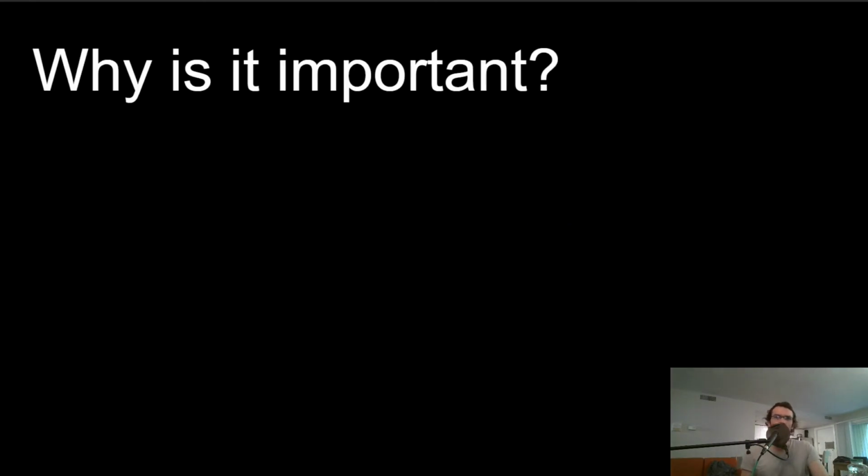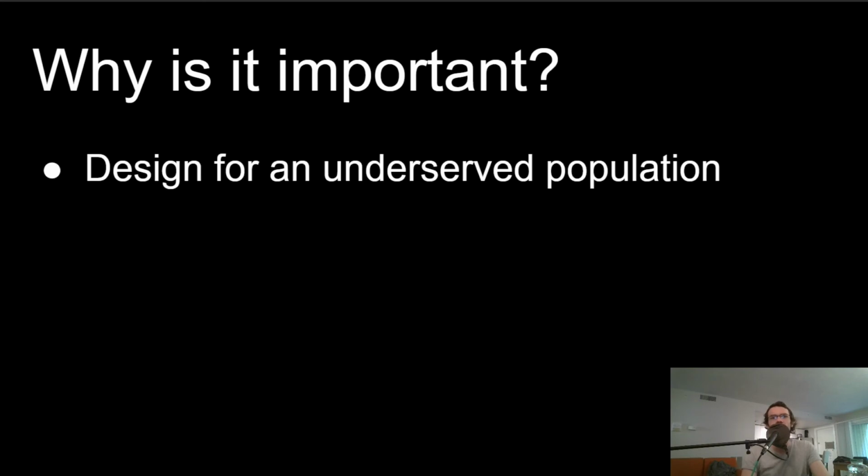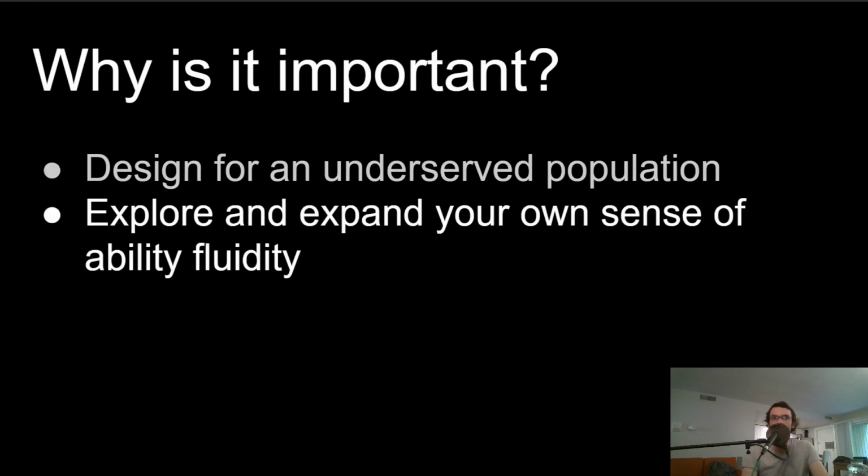So the final thing we'll chat about are some applications to instrument and sound making. So first is, why is it important to consider disability when designing? You get the opportunity to design for an underserved population. This is maybe the flashiest and most common reason that people cite. The World Health Organization estimates there are about 1 billion people living with disabilities worldwide. So while they're often underserved, they're by no means a small group of people.